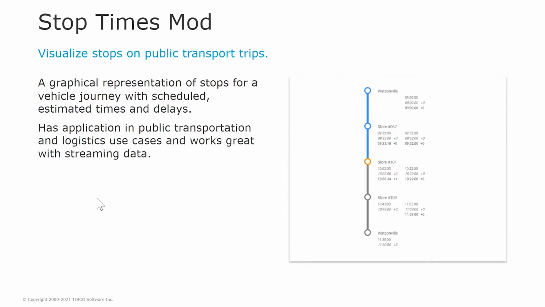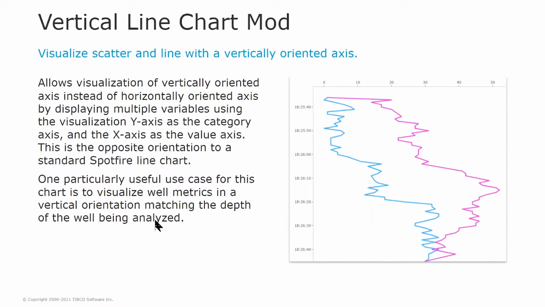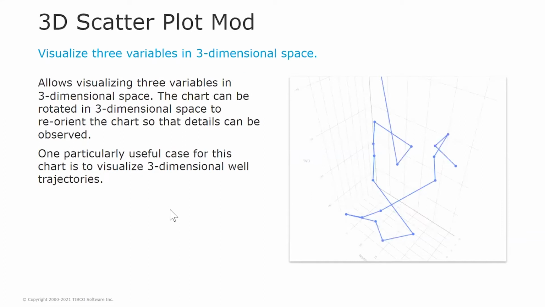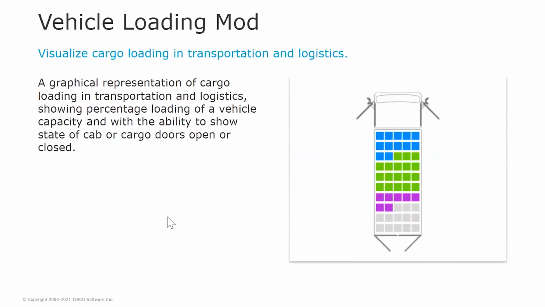Then we have different applications. This is good for public transportation applications to visualize the different stops along a route, but I've also seen it being used in process map use cases. Vertical line chart, especially useful for oil and gas and drilling well log analysis. Also the 3D scatter plot. And another transportation use case mod.